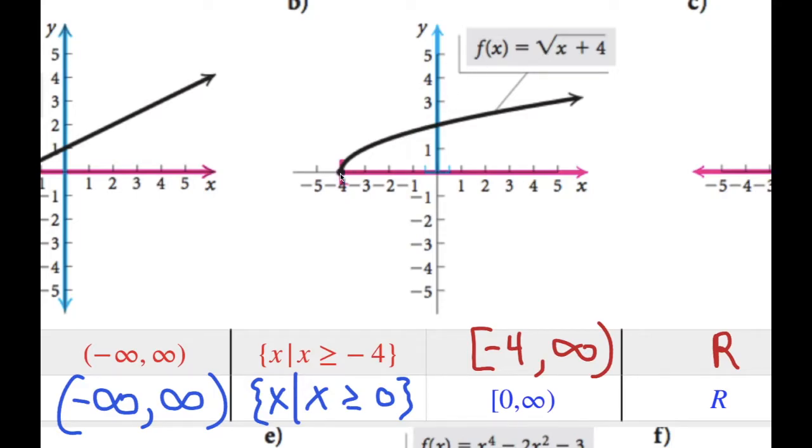So if you wanted to express the domain in terms of set notation, set builder notation would look like this: all x such that x is greater than or equal to -4. That's showing you that it's from -4 all the way up to positive infinity, and that's how you would express the domain right here. The range are all the output values, a collection of all the output values.